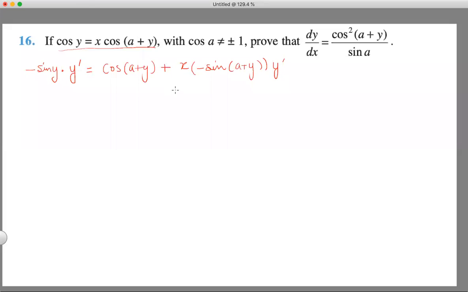We have done this. So we can take this on this side and take the differential of y, y dash, as common, right? So we will take this on this side. So we will get x sine a plus y, plus minus the sine y from here, this into y dash is equal to cos a plus y, right?